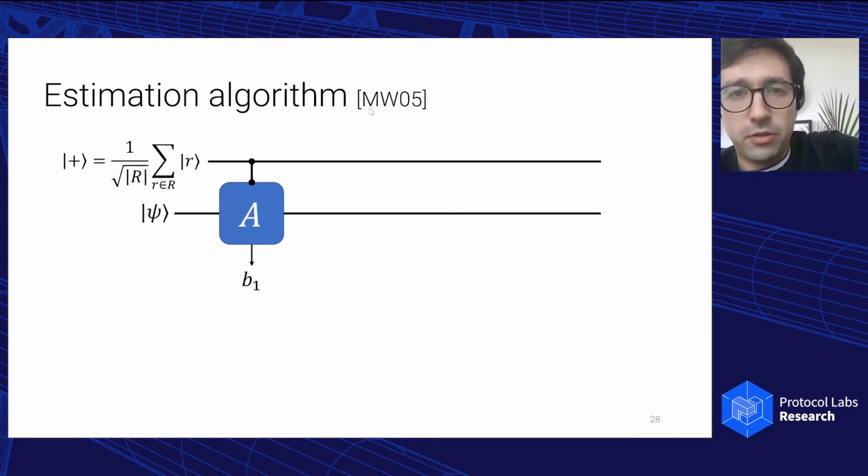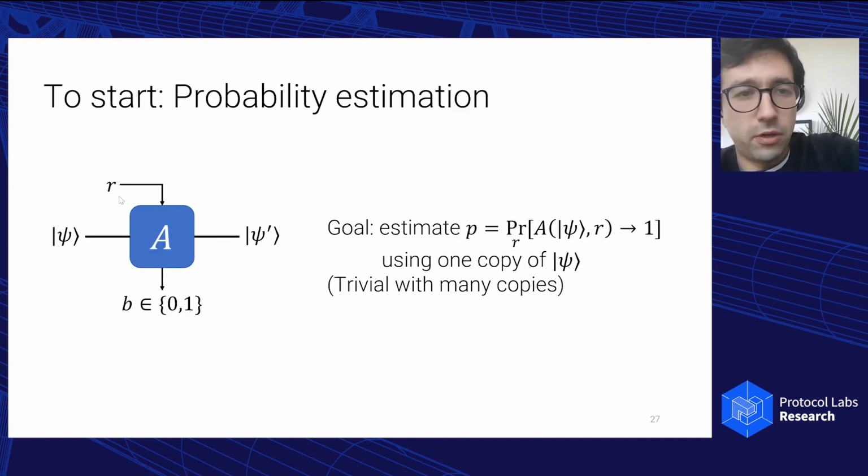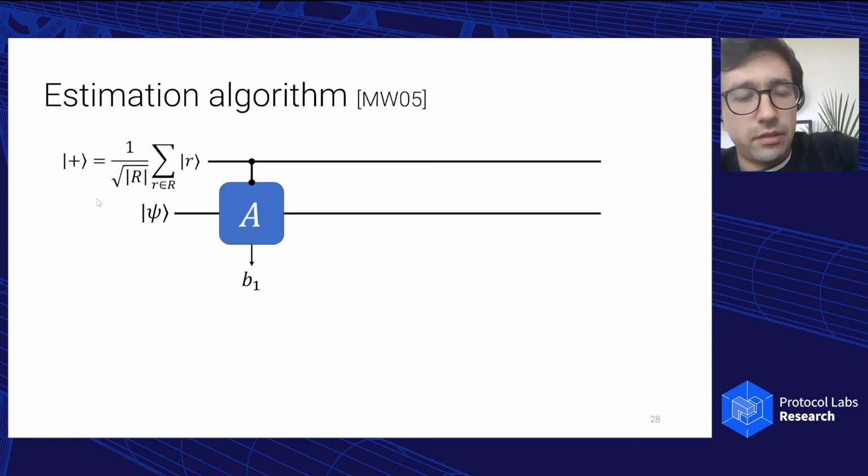So there's an algorithm due to Marriott and Watrous, where you run this algorithm coherently. So here we had a wire going in that fed the algorithm a random R. What we do here is something called purification, where we take this random R and turn it into the uniform superposition of all R. And we plug this into the algorithm. So the algorithm is going to run coherently over all the possible choices of R.